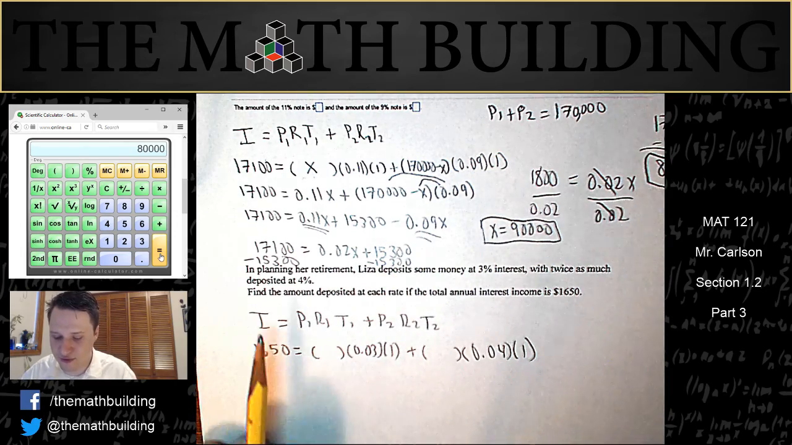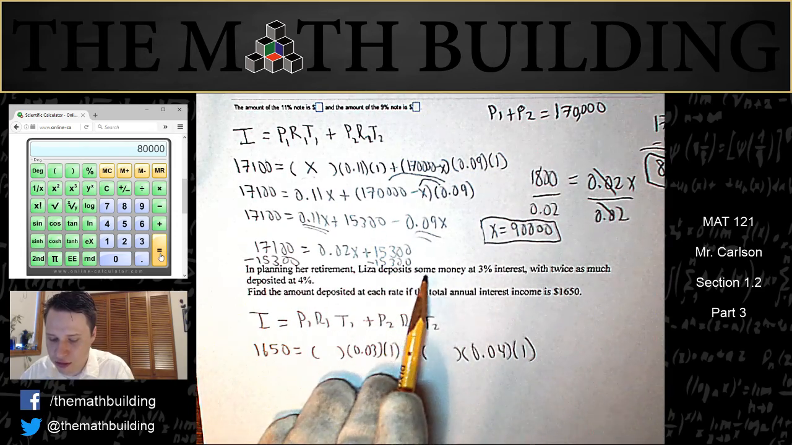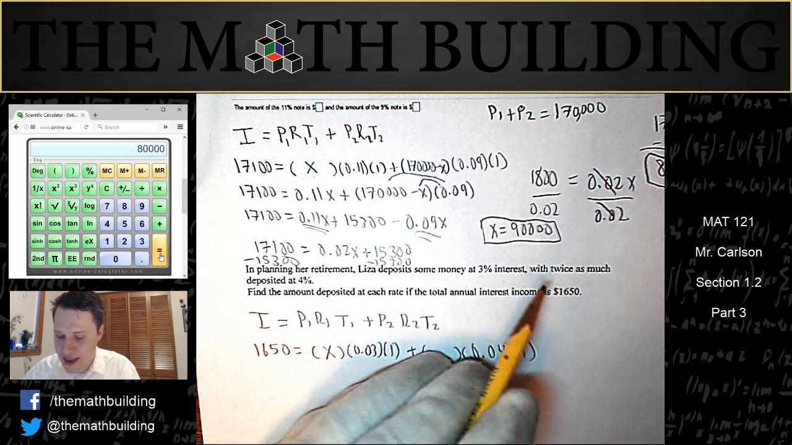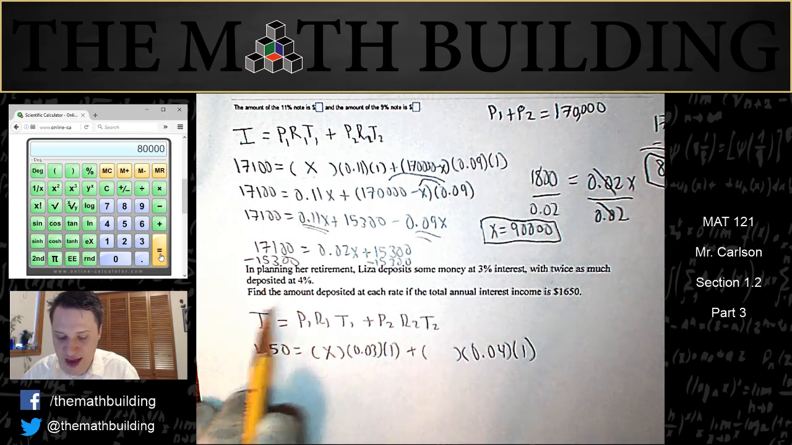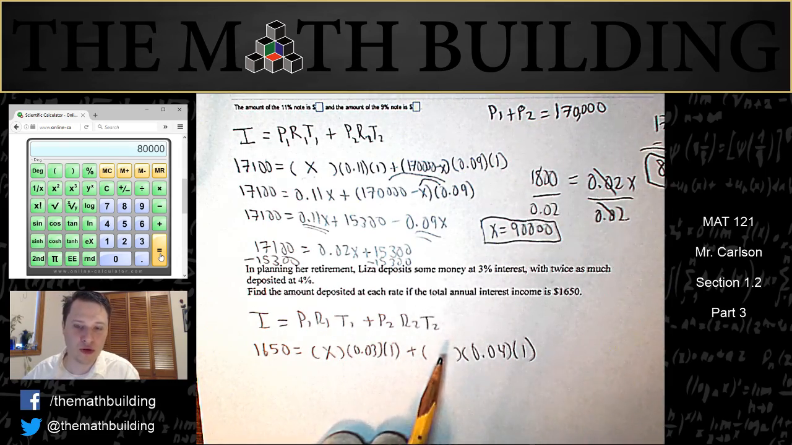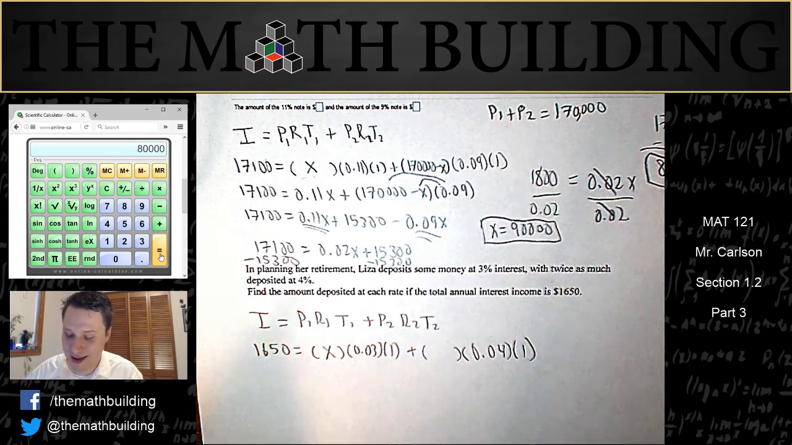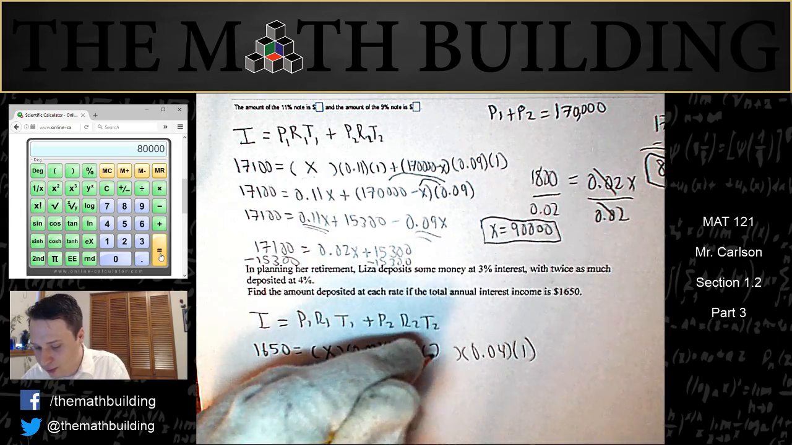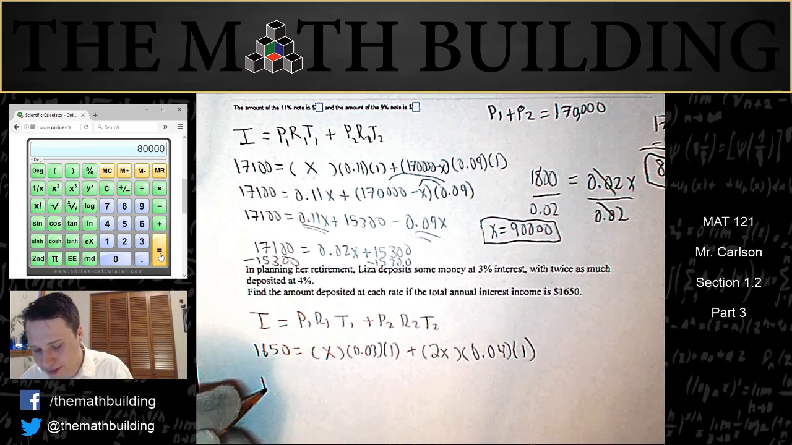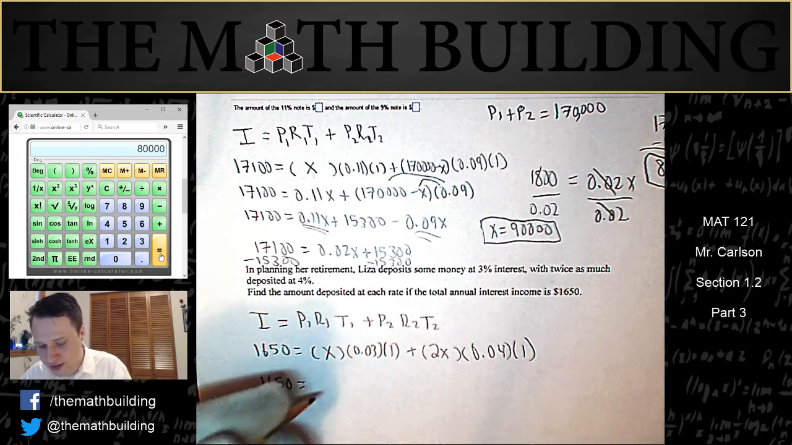This one's going to be a little bit different because look, she deposits some money at 3% interest. So let's call that x because I don't know how much she put at 3%. And then it says she put twice as much at 4%. So what do you think goes here? She put some money in here and twice as much right here. What number should go here? Can you get it? The answer should be 2x. Because if she put some money here at 3% and twice as much at 4%, that should be a 2x right there. After that, it's just all downhill to find what x is.